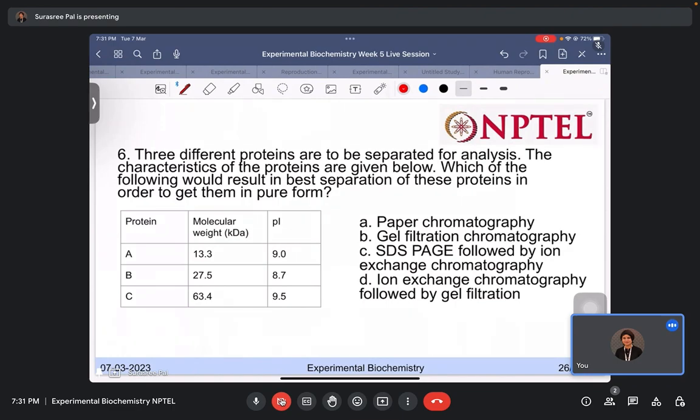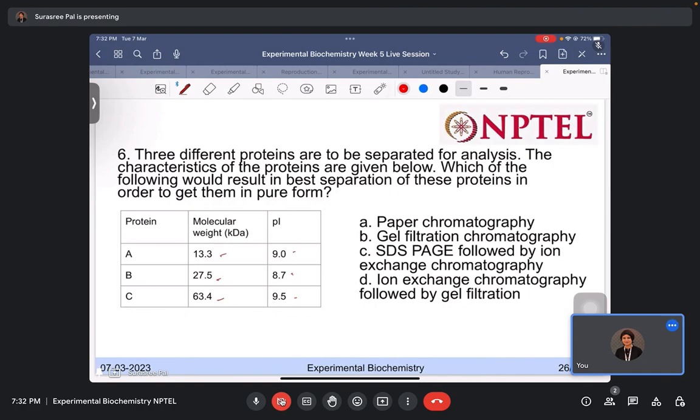So there are three proteins here, protein A, B and C, which have these molecular weights: 13.3, 27.5 and 63.4. So you can see that there is a difference in the molecular weights, and the pI of the proteins are 8.7 and 9.5. So the pI of these proteins are very close to each other. So therefore we cannot use a separation method which relies on the pI or the pH, that means ion exchange chromatography. So we need to rely on the size. So size based separation or chromatography has to be done.